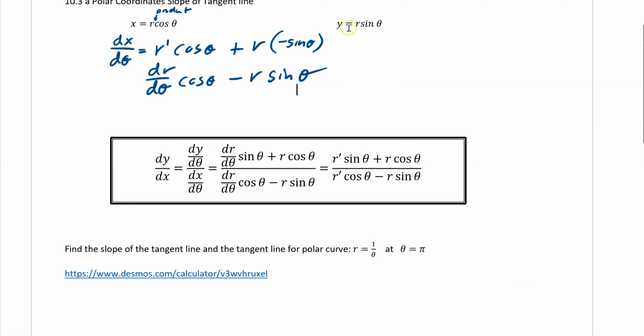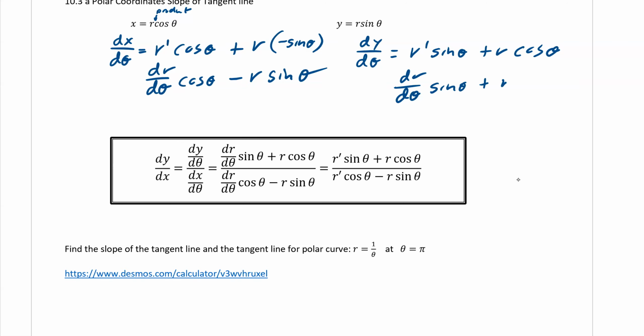And now the top would just be the same with dy. And this is also product rule. So dy d theta would be r prime sine theta plus r cosine theta. So it's dr d theta sine theta plus r cosine theta. So this is our bottom, and this is our top right there. All we have to really do is find r prime, and then plug everything in, and we've got our formula. Once you find r prime, you just substitute it here, and we've got our formula for the derivative, because we're going to also know r.